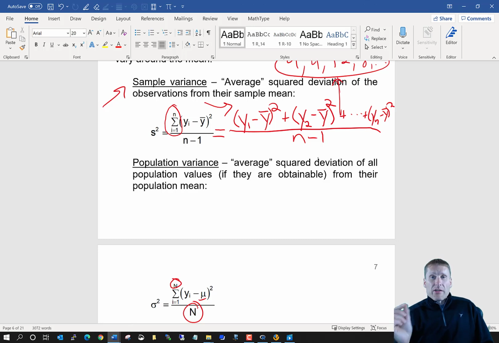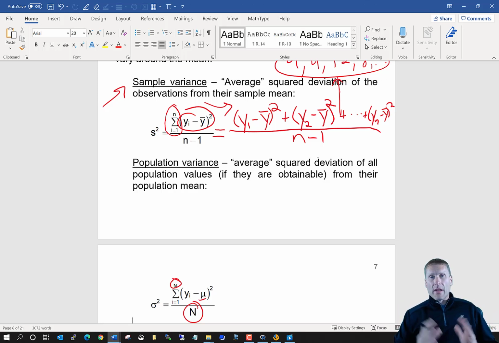So that square deviation would always be zero. Now, if the y's are a little bit different from y bar, now this s squared is going to be a little bit higher than zero. If instead these y's were really far apart from each other, these square deviations are going to be large. And therefore, the s squared will be large.